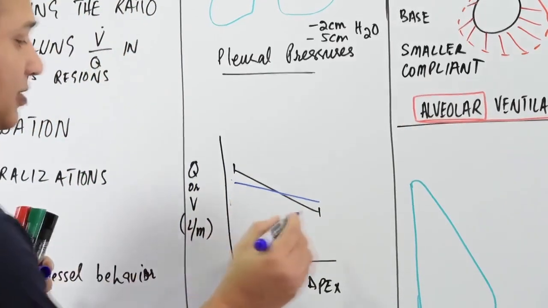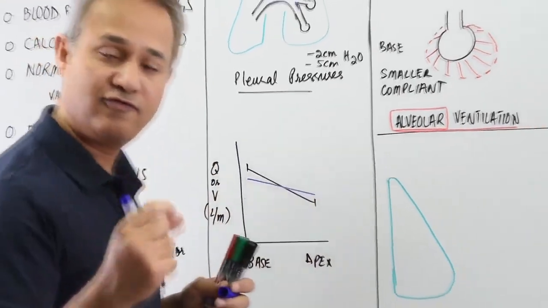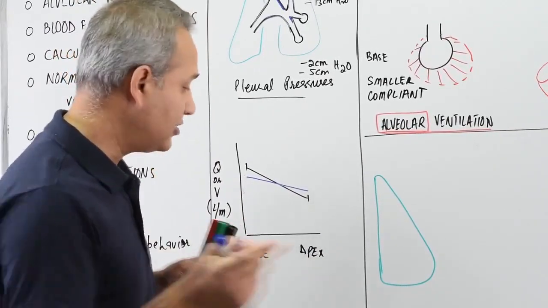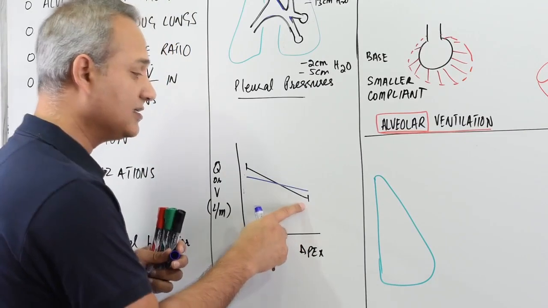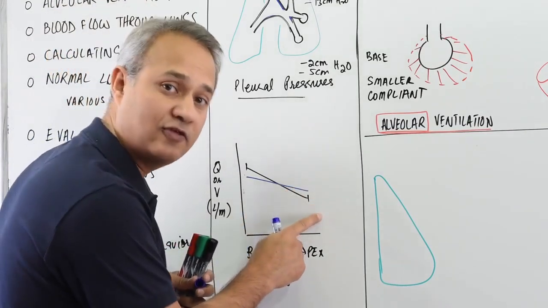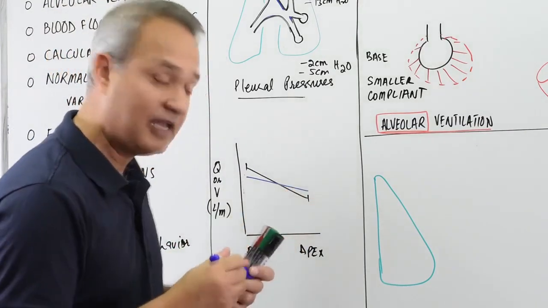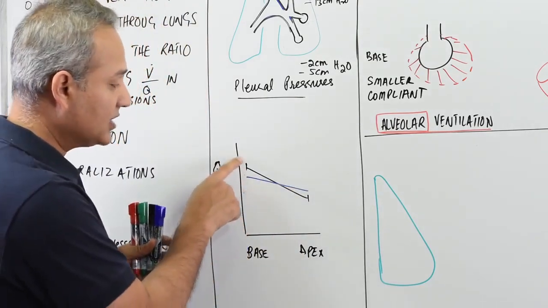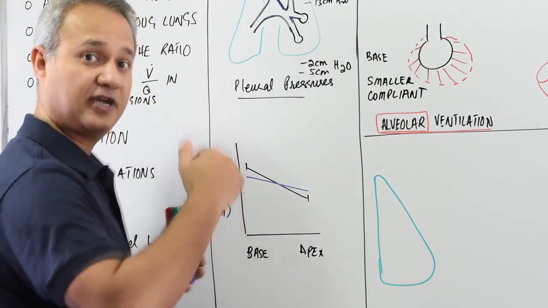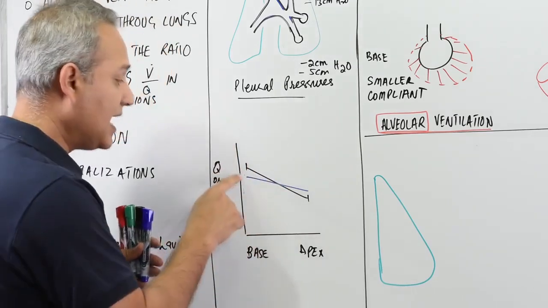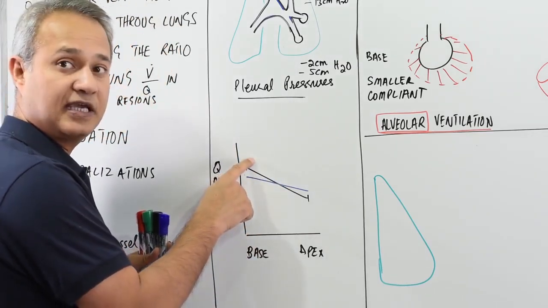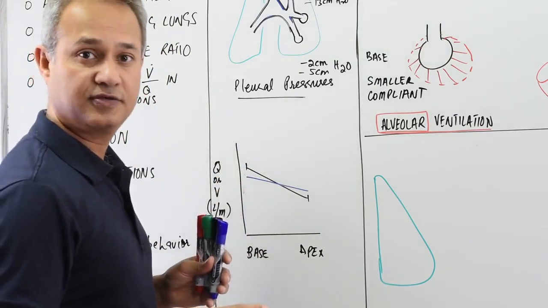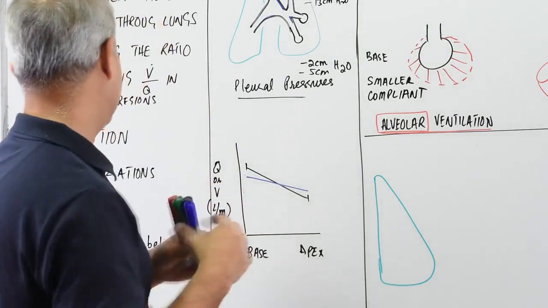So now what is happening is, at the apex both the flow and the ventilation are lesser. However, at the apex, ventilation is more than the flow. Why? Because the alveoli are bigger and open. At the base, both flow and ventilation are higher. However, at the base, the flow is higher than the ventilation. Got it? So keep this in mind as well.